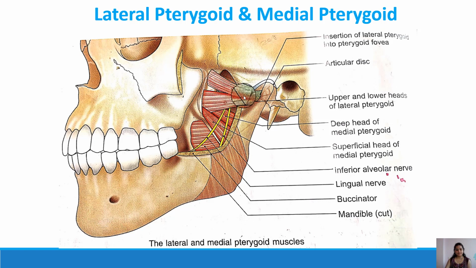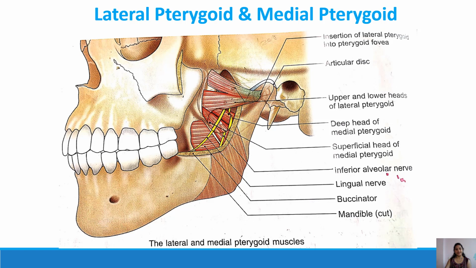Then its insertion is into the condylar process here, then the anterior border of the ramus of mandible, then the margin of the articular disc, the anterior margin of the articular disc. Then next, moving ahead with the medial pterygoid muscle.